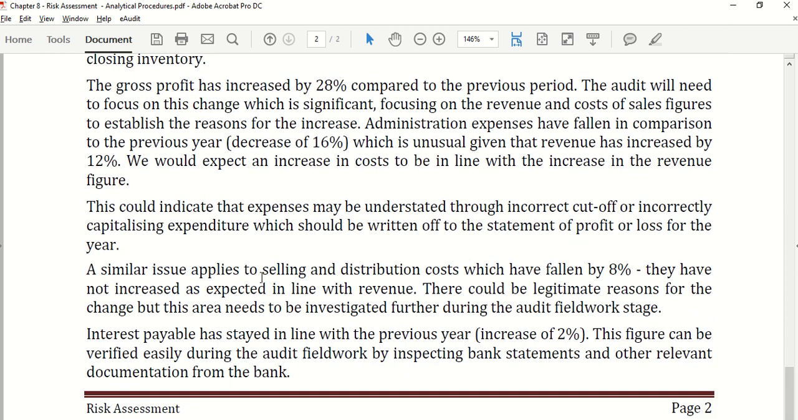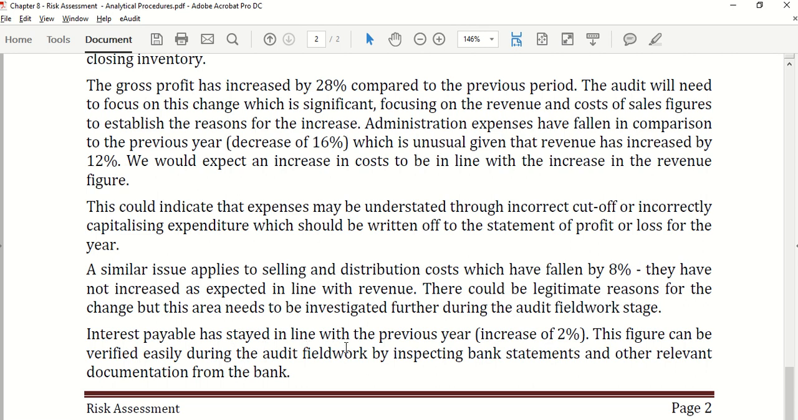A similar issue applies to selling and distribution costs, which have fallen by 8%. They have not increased as expected in line with the revenue. Normally, when the revenue increases, your selling and distribution expenses, which relate to your revenue, right, should also technically increase. But what happened? It has gone down by 8%. There could be a legitimate reason for the change, but this area needs to be investigated further during the audit fieldwork stage, right? When you do the audit work, you want to look at why it has gone down.